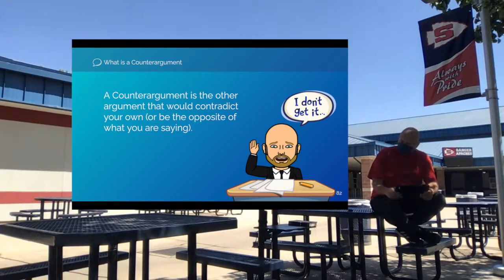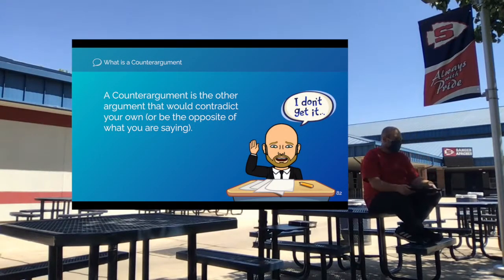Okay, so basically, a counter argument is just to explain why you're better than other people. Maybe not in that arrogant of a tone, but it's definitely to prove you know what you're talking about. And even if other people disagree with you, why you're more right than the rest of the other people.